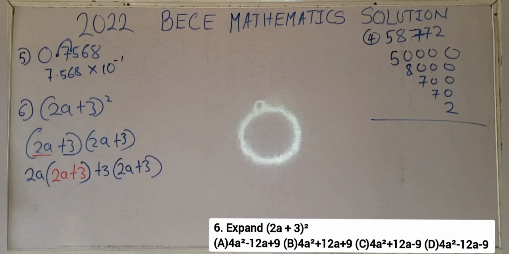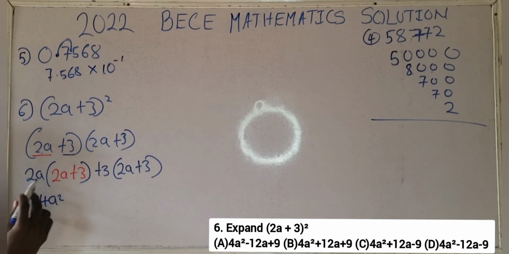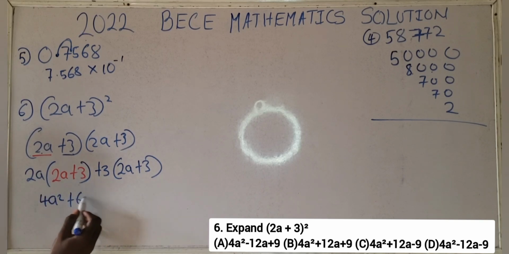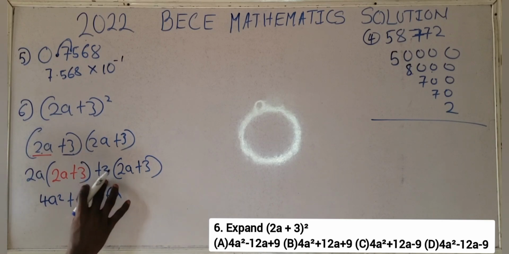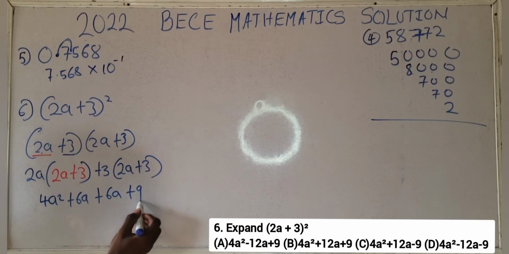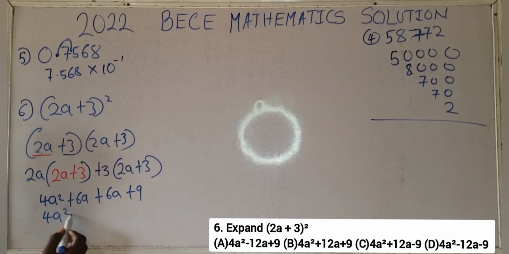Now, the next step is to open the brackets using the coefficient of each bracket. In the first bracket, we have 2a. 2a times 2a, that is what? 4a squared. 2a times plus 3, that is plus 6a. Plus 3 times 2a, that is plus 6a. Plus 3 times plus 3, that is plus 9. Okay? 4a squared plus 12a plus 9. That is the expansion of this.